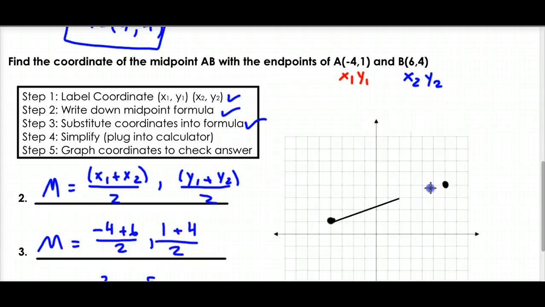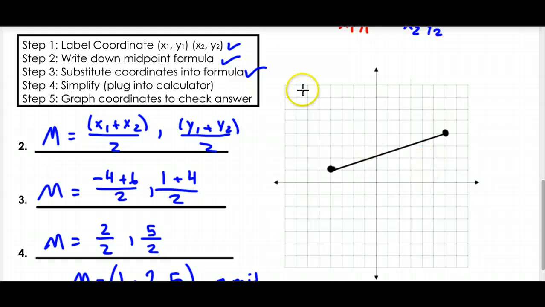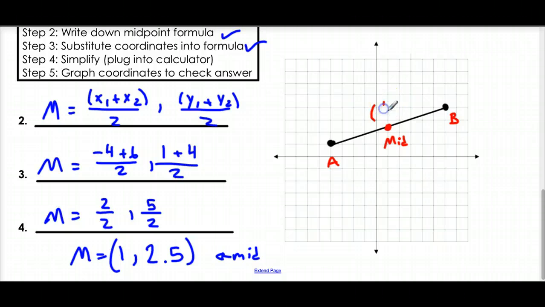Now we're predicting that our midpoint should be at (1, 2.5). Let's see if that's the case. So if I go over 1 and up 2.5, which is right here, looks good. That's my point. And does that look like it's right in the middle? Besides my crappy points that I drew, yeah, that looks like it's in the middle. So this is A, this is B, and this is our midpoint, right over here at 1.